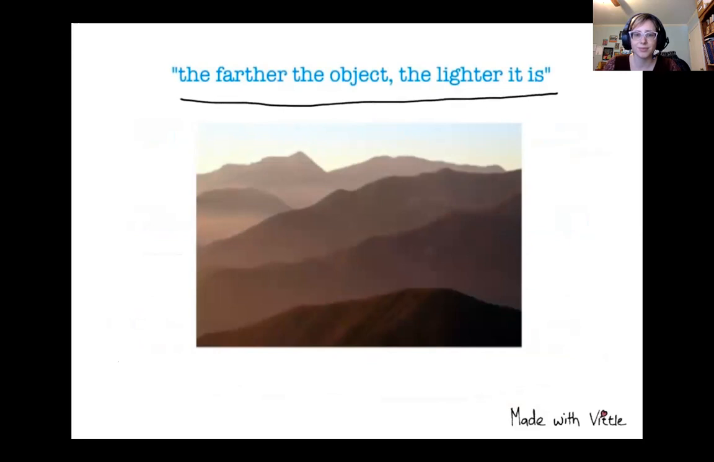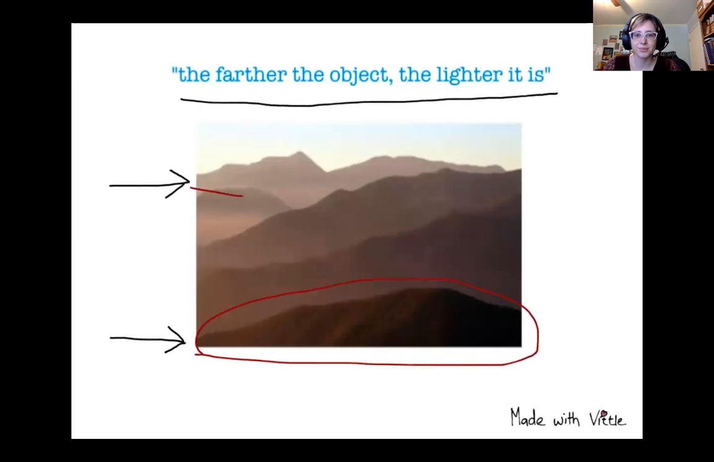We have a mountain range. The mountain on the bottom is much closer than the mountain on the top. So that means the mountain on the bottom is going to be much darker. You see how dark this mountain is as compared to this mountain back here. And it progressively gets lighter and lighter as you move up the image. And essentially you're also moving further into the distance.